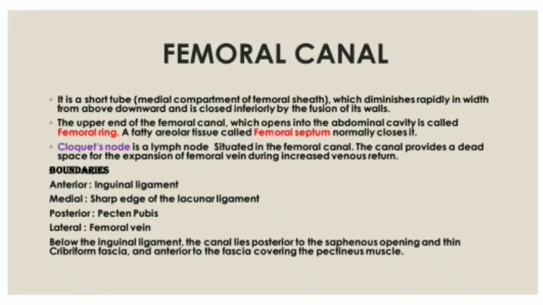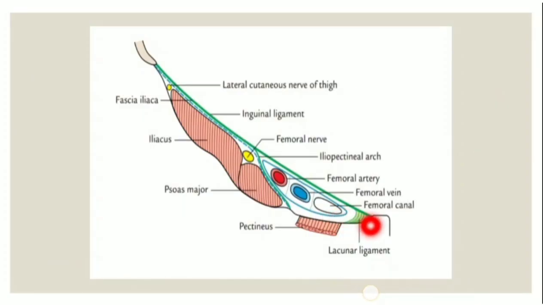We'll see the boundaries of the femoral canal. The femoral canal is nothing but a passage, so you will have an anterior boundary, a posterior boundary, and medial and lateral boundaries. The medial boundary is the lacunar ligament. What do you mean by the lacunar ligament? It arises from the medial end of the inguinal ligament.